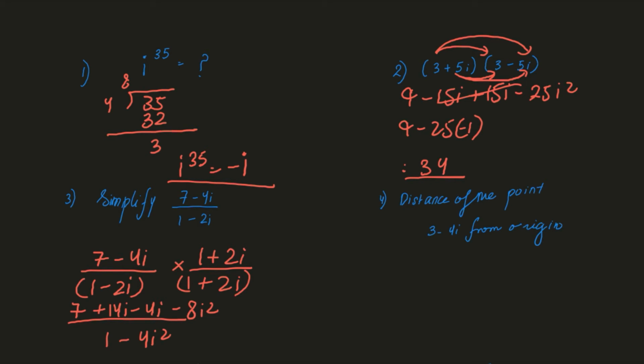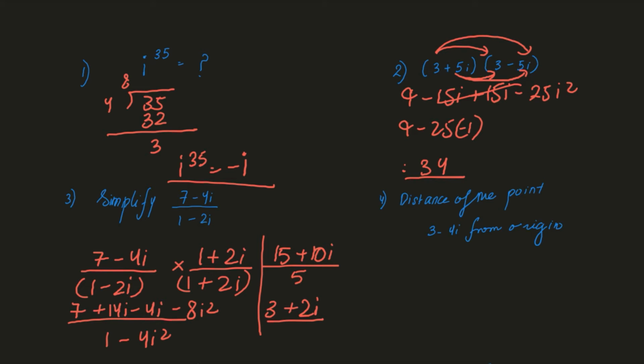All right, next. Just gonna simplify this. So we're gonna take i square as minus 1. So 15 plus 10i over 5. So 3 plus 2i, that is your answer.